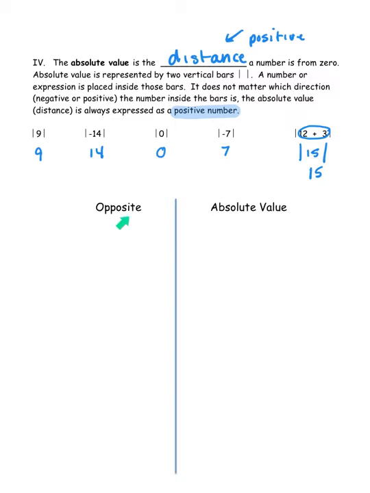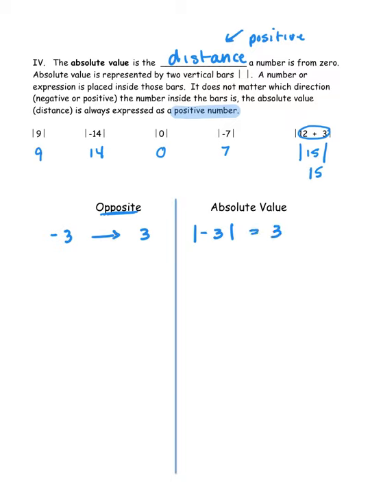So now we're going to talk about the difference between an opposite and absolute value. So when we look at the opposite, say we were given -3. Well, opposite means exactly what the word says. It's on the other side of 0. So if we're given -3, then I need a +3 to make an opposite. If I were given the absolute value of -3, then the value of that equals 3.